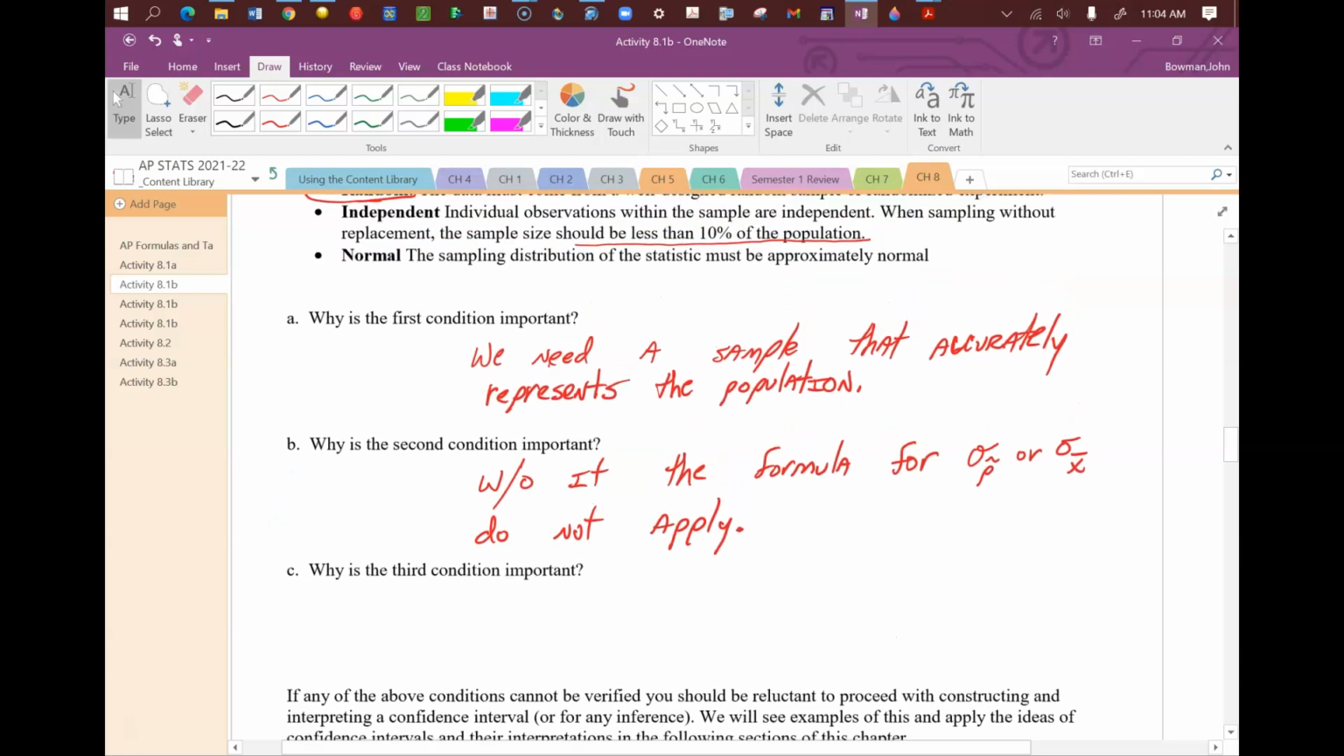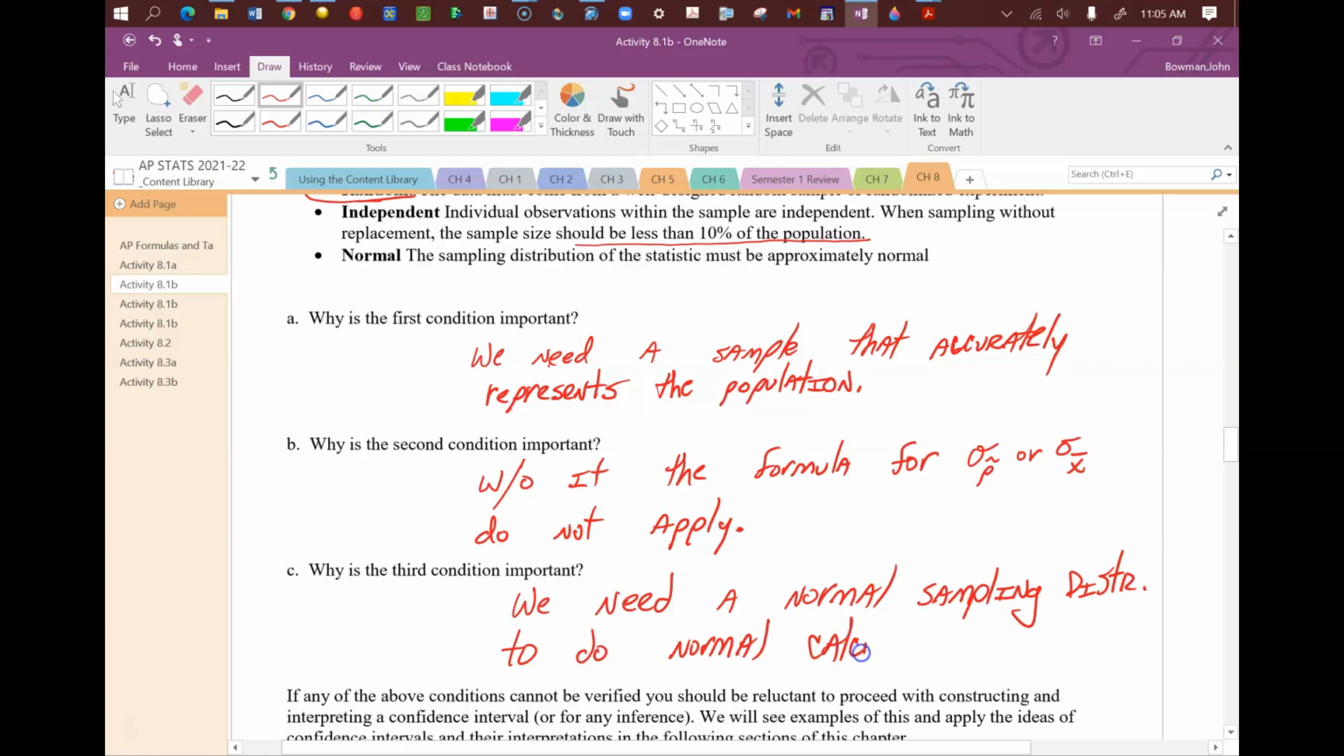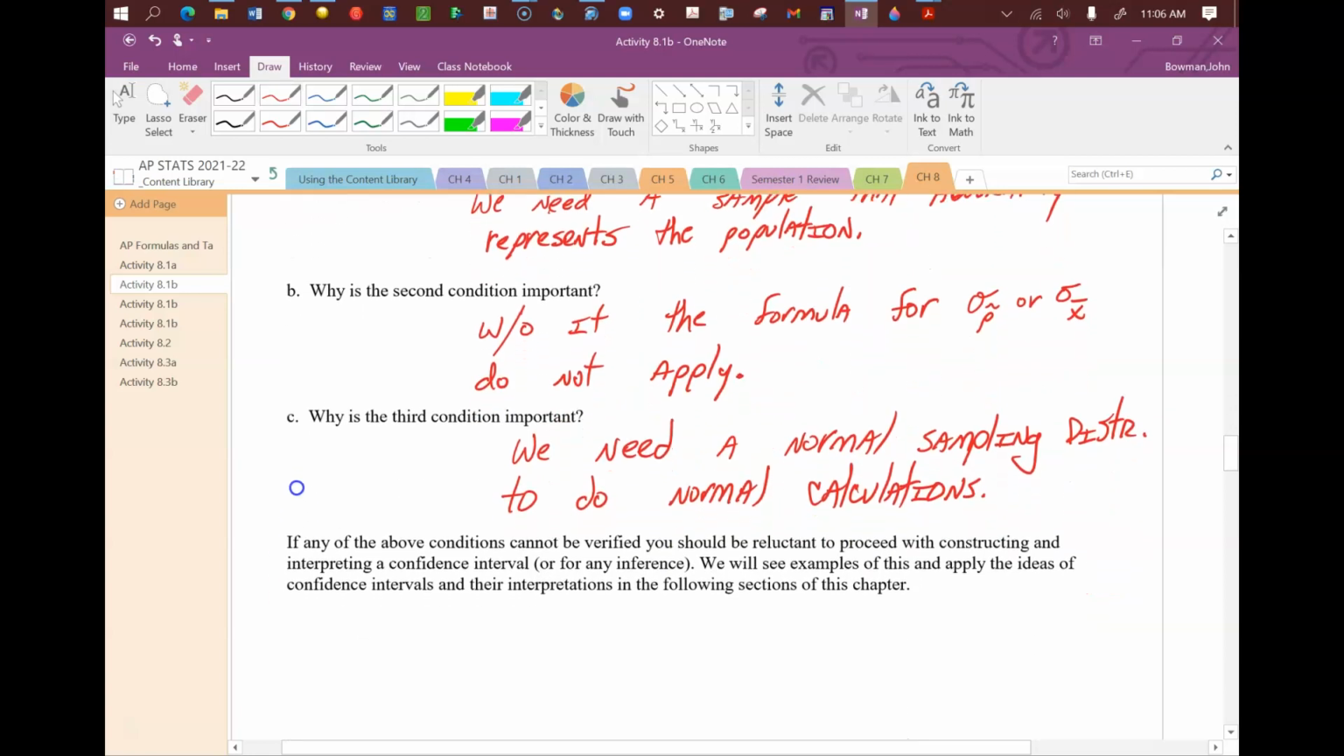And the third condition, why is it important? We need a normal sampling distribution if we're going to do normal calculations. To do normal calculations, converting to a z-score and using the standard normal table doesn't make sense unless you're working with a distribution that's approximately normal.